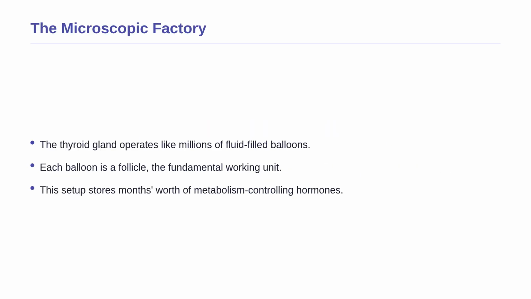Let us begin by visualizing the thyroid gland not as a single solid organ, but as a massive, bustling factory. Imagine looking down from a bird's eye view and seeing millions of tiny, fluid-filled balloons. In the human body, each of these microscopic balloons represents a follicle, which is the fundamental working unit of the thyroid gland. This unique balloon-like setup is incredibly important because it allows your body to stockpile months' worth of raw materials and finished products. This ensures you never run out of metabolic energy, even if your diet temporarily lacks essential nutrients.